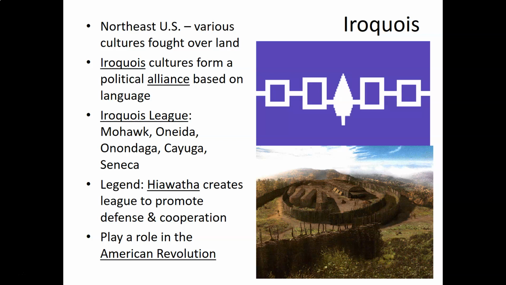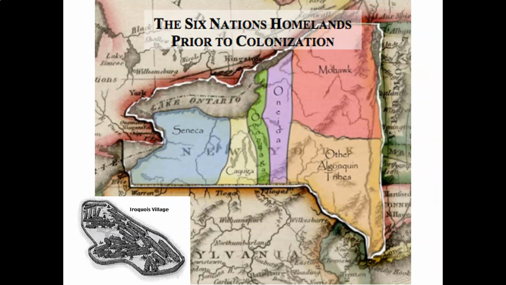Another thing they were known for, which you can see in the bottom picture, though it's maybe a little bit difficult, is these structures right here. They lived in longhouses where many families would live together, and they worked together as a community. Here you can see the 6 nations of the Iroquois: the Mohawk, the Oneida, the Onondaga, Cayuga, and Seneca. Those are the original 5. And then you also have the other Algonquin tribes in there as well.